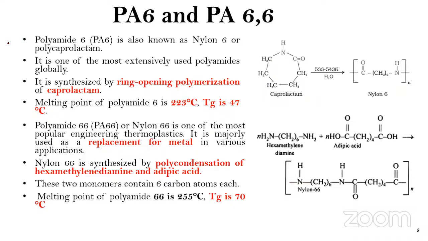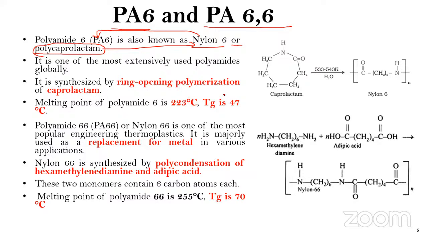Then we will study more about nylon 6 and nylon 6,6. So this nylon 6, or polyamide 6, has another name, which is polycaprolactam. If they tell you polycaprolactam, it means nylon 6, which is also known as PA6 or polyamide 6. So all these have the same meaning: nylon 6, polycaprolactam, or polyamide 6. They are all one material only.